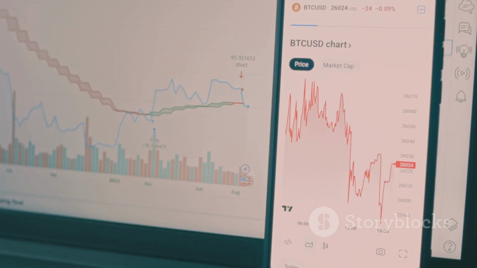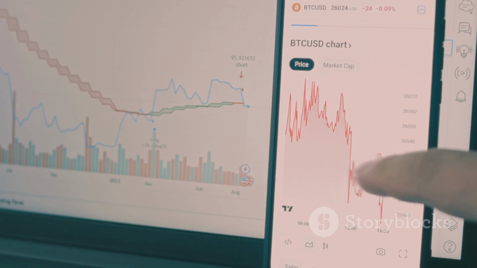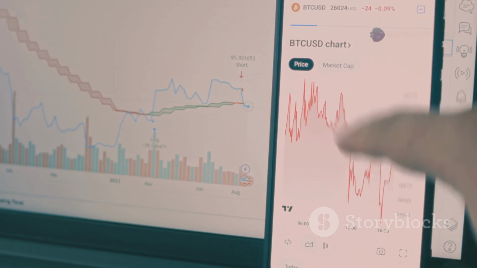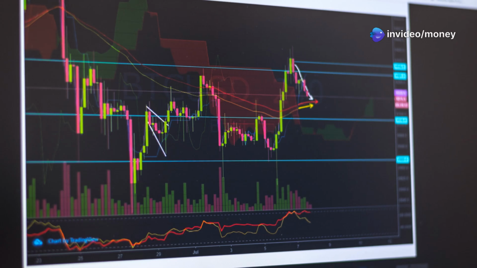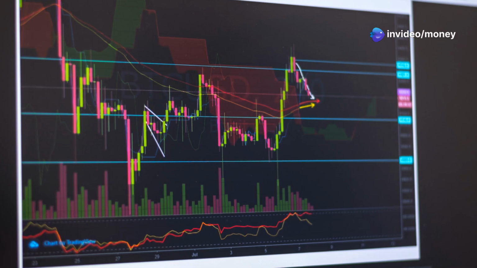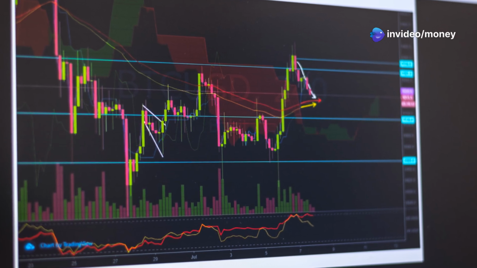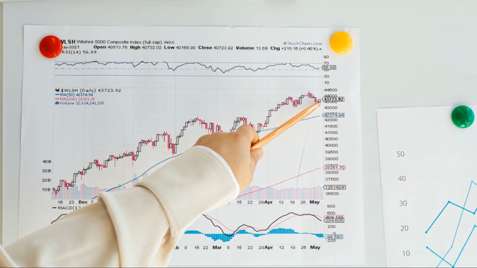But the vortex indicator isn't just about identifying the direction of the trend, it's also about gauging its strength. The further apart the VI+ and VI- lines are, the stronger the trend. The closer they are, the weaker the trend.